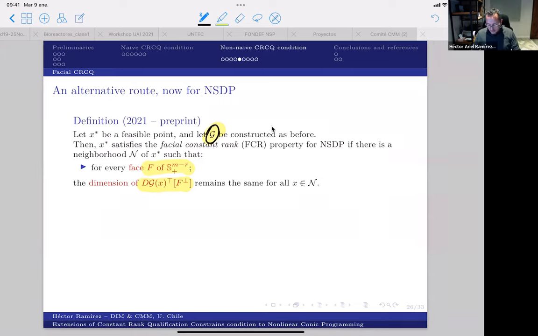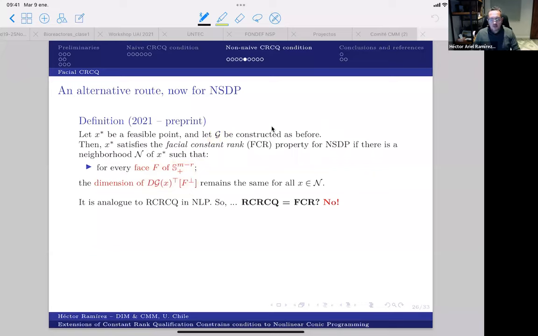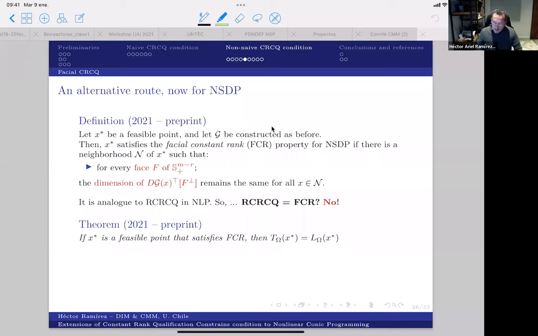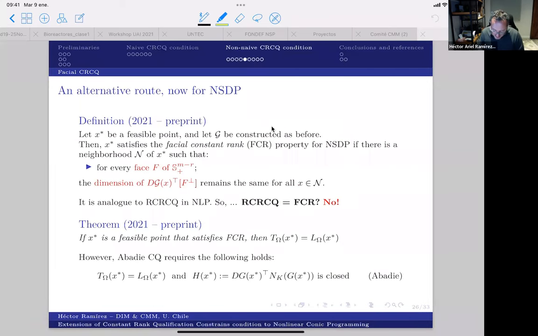Okay, that's the definition. And of course, we have tried to convince people that it's a good definition. It's definitely analogous to our geometric characterization in nonlinear programming. We have called this facial constant rank, and the question is whether our definition is a good extension of constant rank. The fair answer is no, but it's not because it has no good properties. Actually, facial constant rank is enough to prove that the tangent cone is equal to the linearized tangent cone, which is the key property. But the problem here is that Abadie, in a general context, requires that condition, but also that this set is closed. And we don't have that for free.